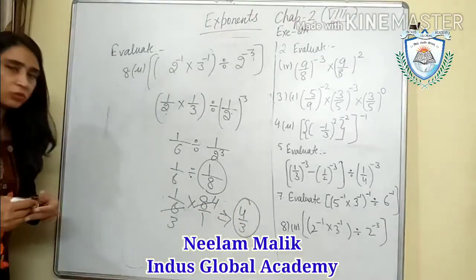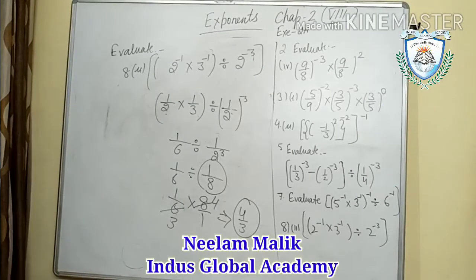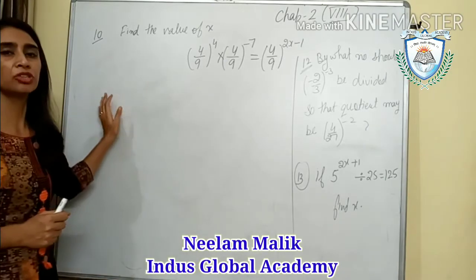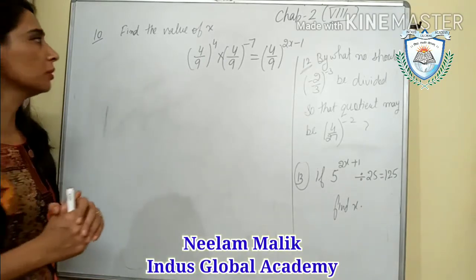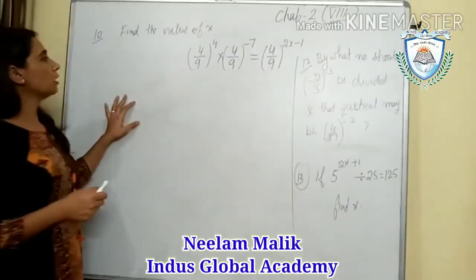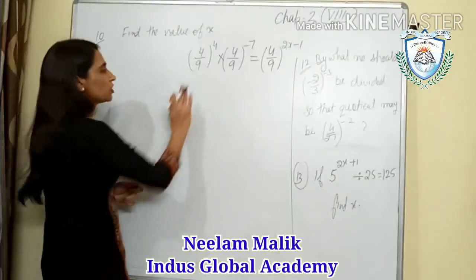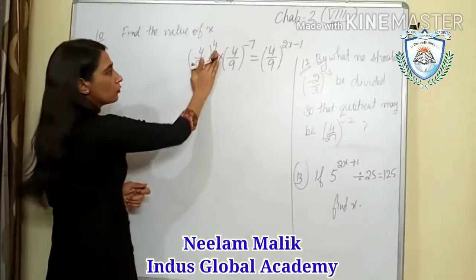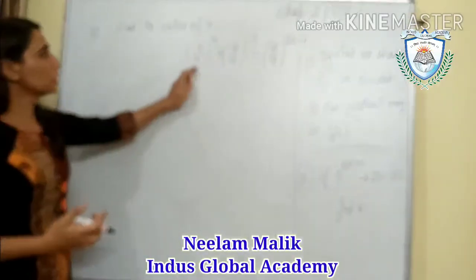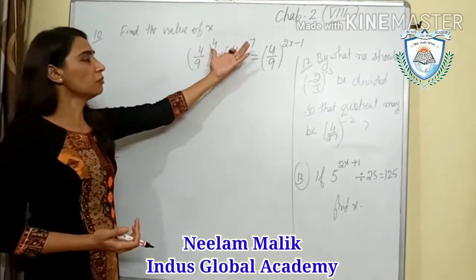Okay. Now we will do the next sum. Now the next sum is question number 10. Question number 9 and 10 are both the same, in which we have to find the value of x. So find the value of x. Here this statement is given. What is the statement? 4 upon 9 the whole power 4 multiply 4 upon 9 the whole power minus 7. Here is 4 upon 9, here is also 4 upon 9. Means bases are the same and powers are different.